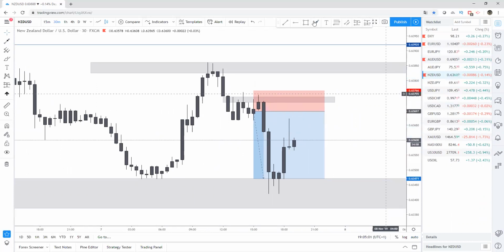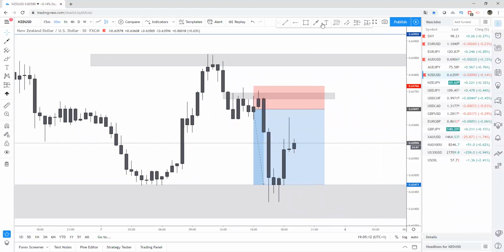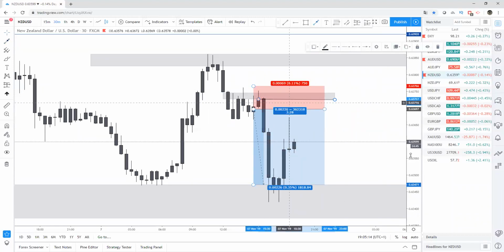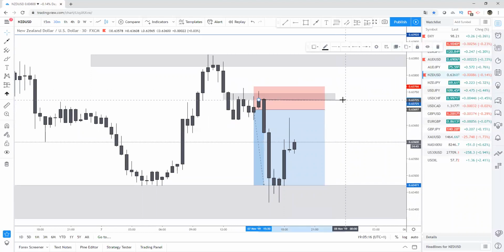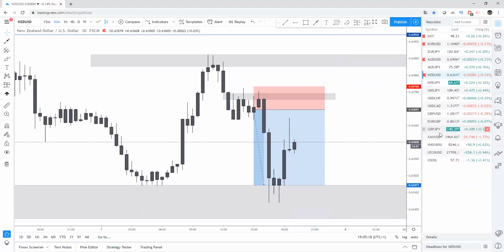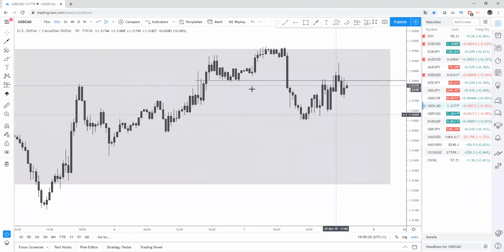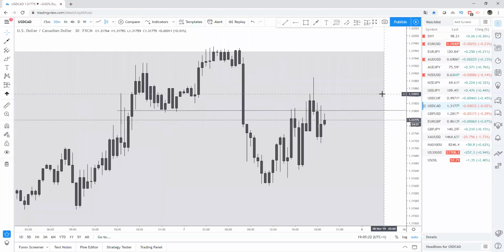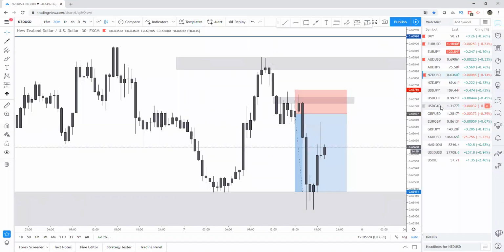So you got the loss in NZD USD? Sorry, you just cut the losses here? Yeah, I cut the loss at half, exactly in the middle. That's it, bro. It's because I saw USD CAD. Let me check. Yep. So USD CAD and NZD USD are very oppositely correlated pairs. So this was pushing to the upside here.